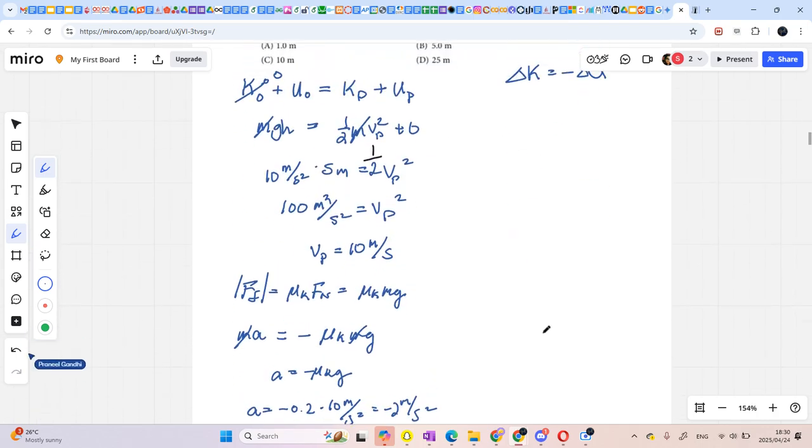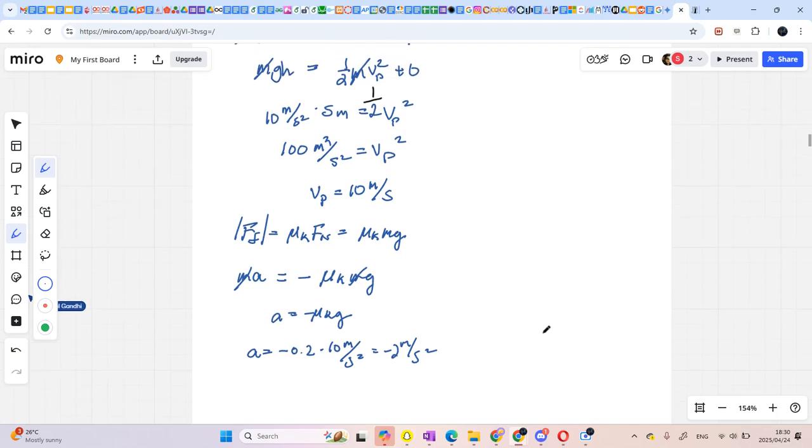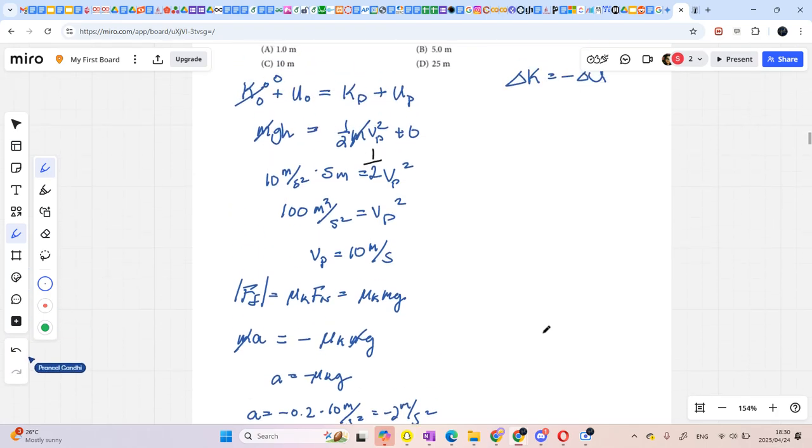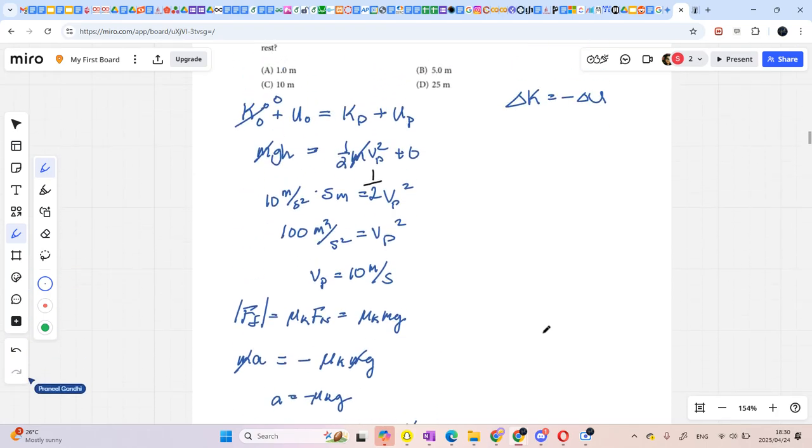Now we have our initial velocity and we have our acceleration. We can use our kinematic equations to figure out the change in x. So we can use the kinematic equation, v final squared is equal to v naught squared plus 2 times acceleration times delta x. So v final is going to be 0, v naught is going to be 10, squared, plus 2 times the acceleration, which is going to be 2, delta x.